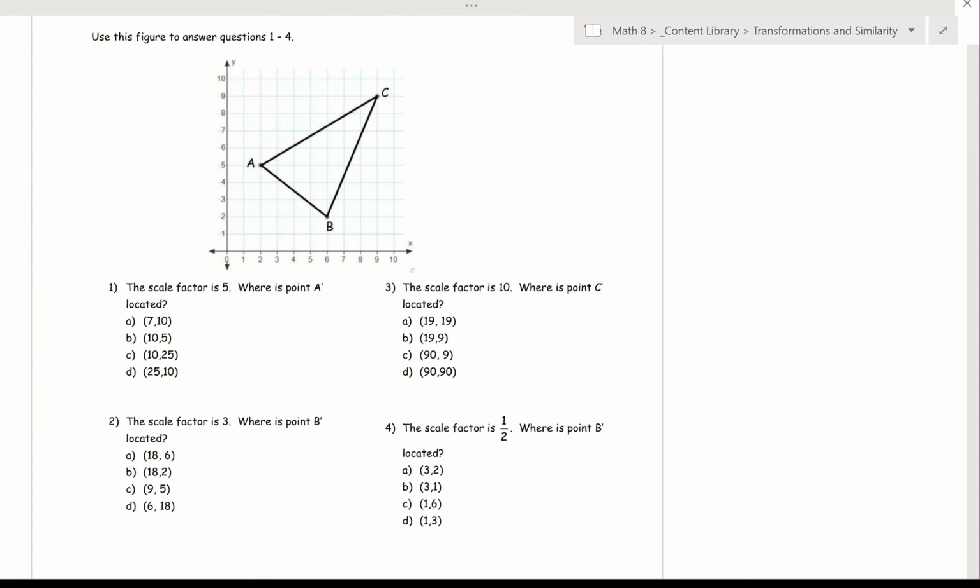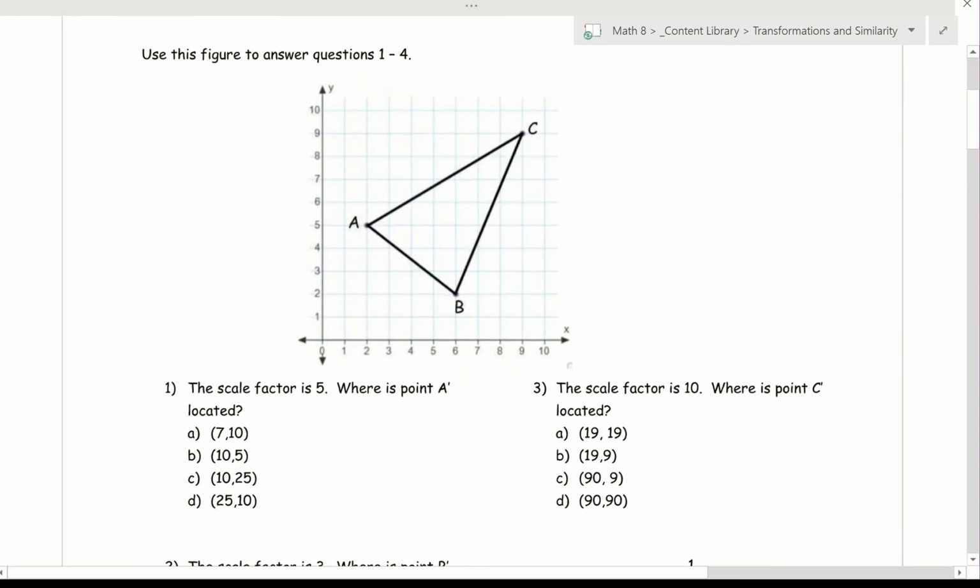Okay, so the scale factor is 5. Where is point A located? So here's A right now, or rather, where's point A prime located? So A right now is at 2, 5. I'm going to write this a lot neater. Give me 1 second. Okay, so right now, A is at 2, 5.